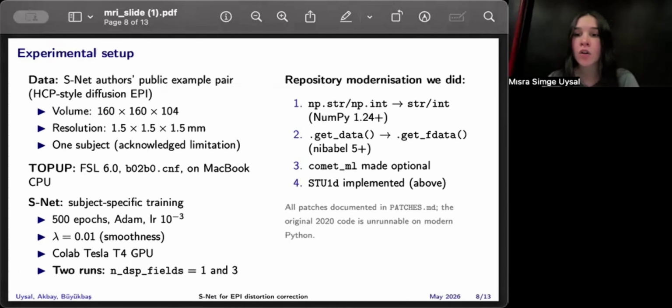On the right are the 4 code-level changes we had to make to get the 2020 repository running on modern Python. None of them affects the science, but the original code is unrunnable on a fresh install today.